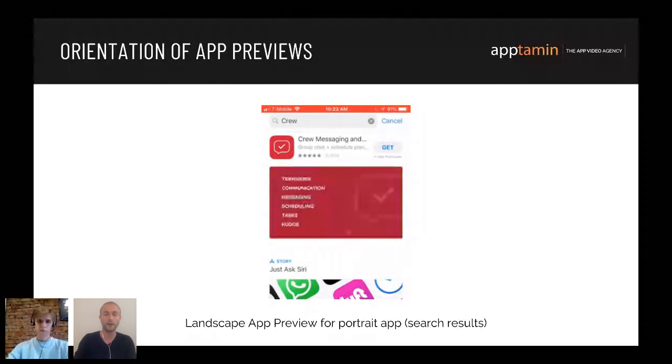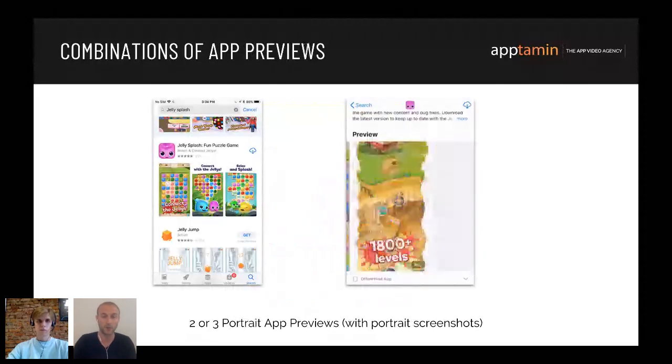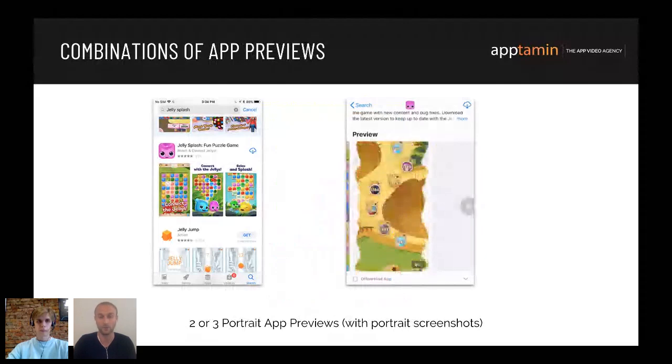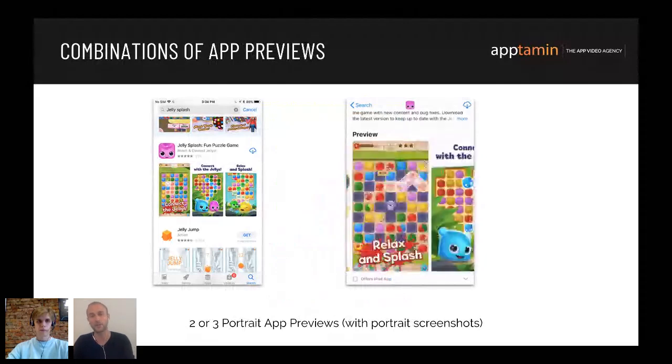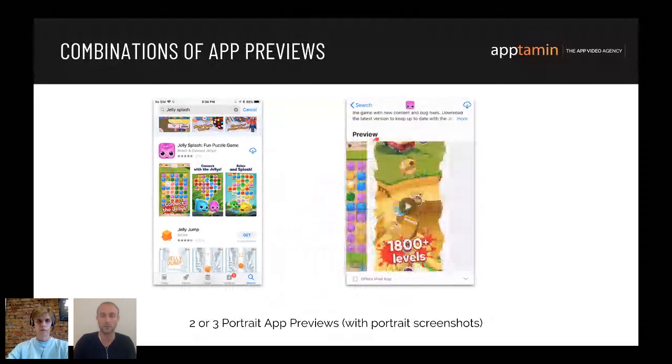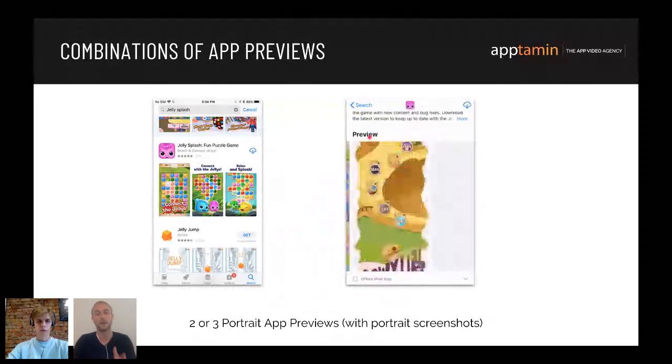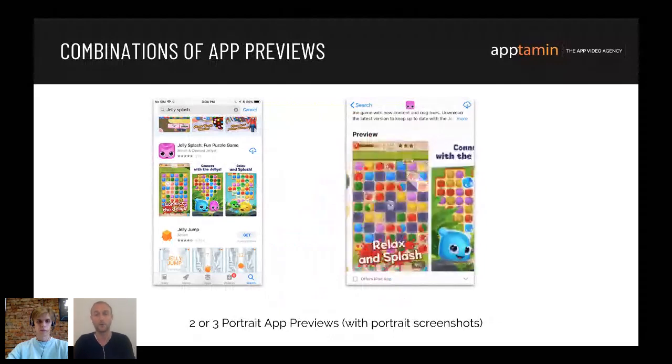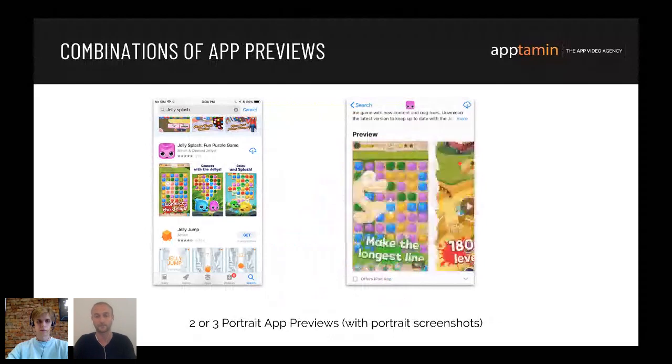So what happens when you have several videos? Here you have the examples of several portrait app previews, and in the search results, it doesn't change anything. You still have app preview number 1 that's going to display along screenshot number 1 and screenshot number 2. On the product page, however, in that preview section, you're going to see first the first app preview, the second app preview, and then the screenshots.